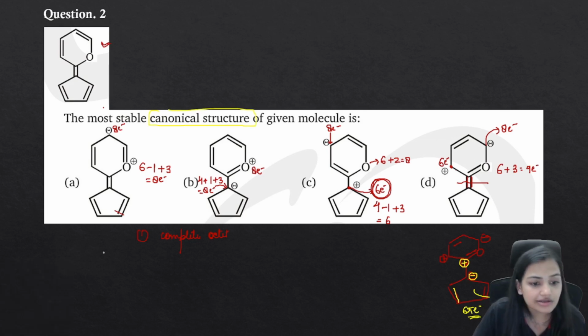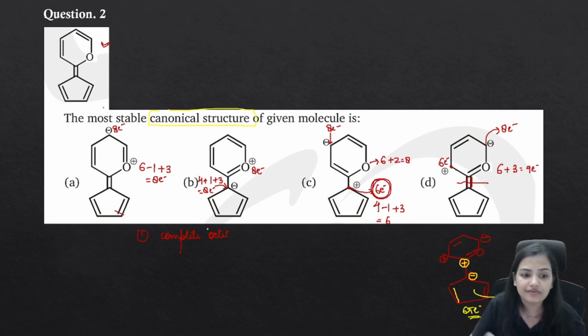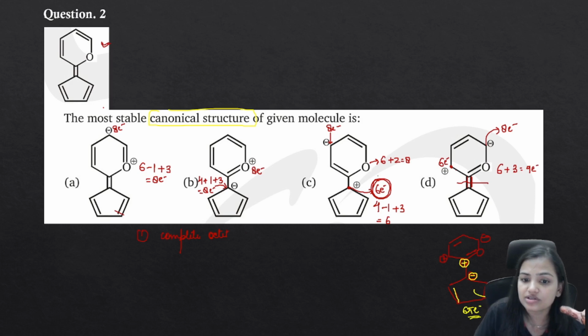So out of all these structures, we found that there were only two structures with complete octet and two structures with incomplete octet. So we came to a conclusion.